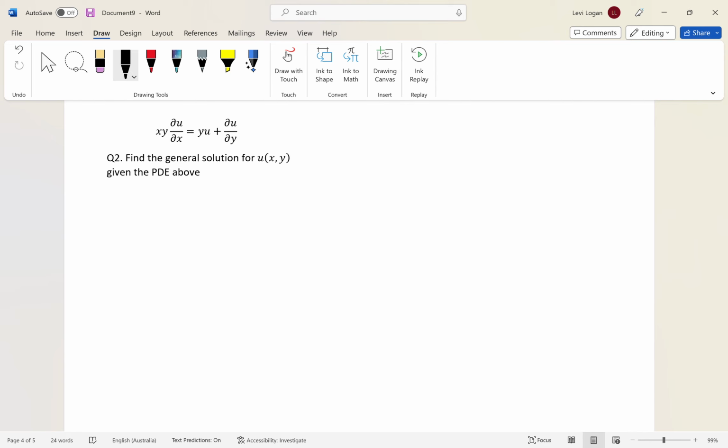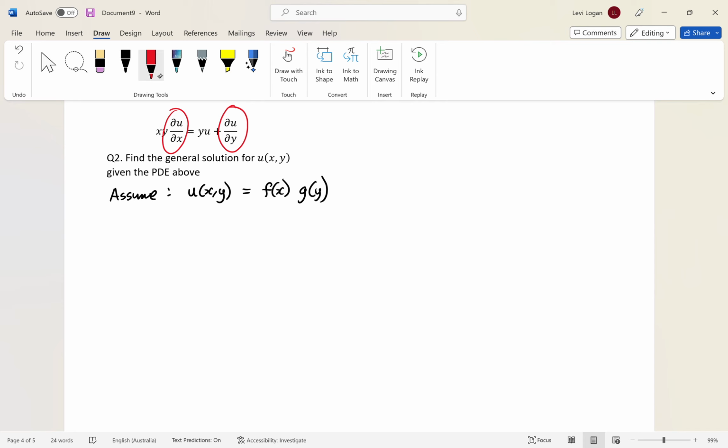Alright, so first off, assume u of x and y is going to be the product of a function of x and a function of y. We're going to stick with f of x and g of y just to make things easier to understand from the first problem. Obviously, looking at our PDE, we need to find the partial derivative of u with respect to x and the partial derivative of u with respect to y.